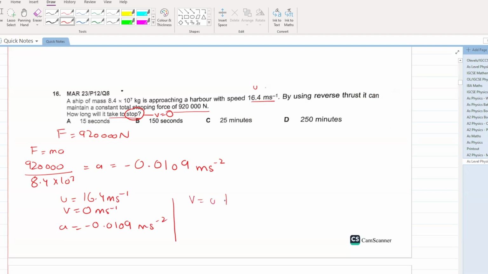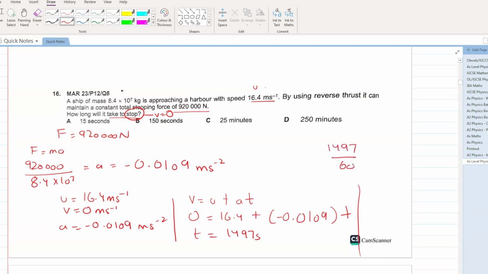Yes, v is equal to u plus at. Final velocity v is 0. u is 16.4. Deceleration is negative 0.0109 into t. So t is 16.4 divided by that answer. Time comes out to be 1497 seconds. But you wouldn't find such an answer here. So what will you do? You will divide this by 60 to convert your answer into minutes. Your answer is 25 minutes approximately. C is your answer.